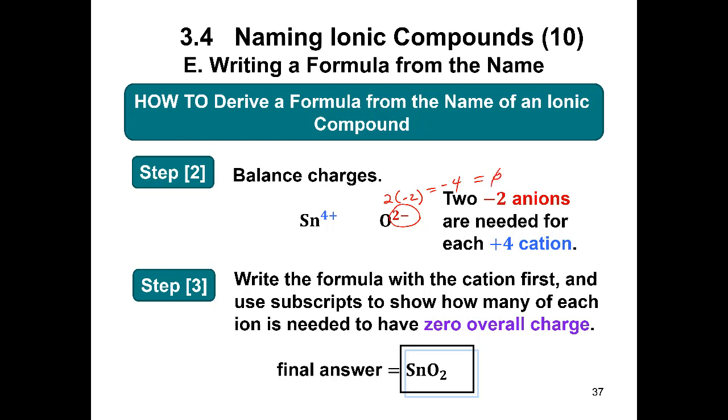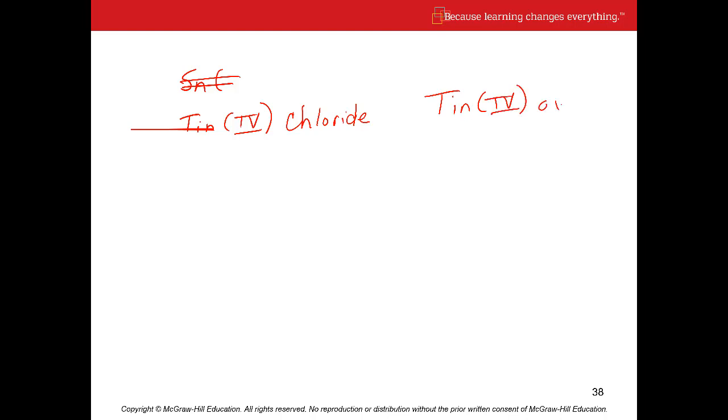Yes? Okay. Now, let me show you that tin 4 again. So we've got tin 4 chloride, and then we'll do tin 4 oxide. We'll do 2 of these. Okay, tin 4 chloride. I have a -1 on my chloride, and I have a +4 on my tin. So I've got a tin that's a +4, and a chloride that's a -1.